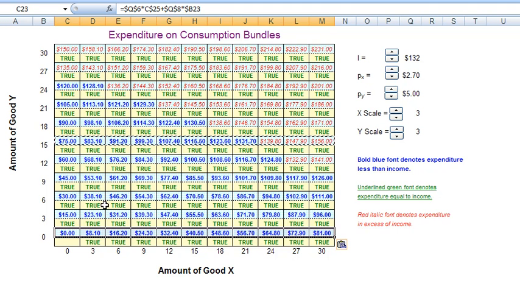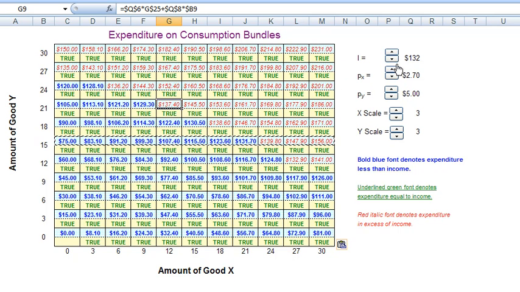And what you note is that some of the numbers are in blue bold, and it says blue bold denotes expenditure less than income. 3810 is less than the income, which is 132. Red italic font denotes expenditure more than income, so if we went to this cell, 137.40 is bigger than 132. And if we happen to have a cell that had expenditure equal to income, that would be in green underlined font, but it doesn't look like we see any.